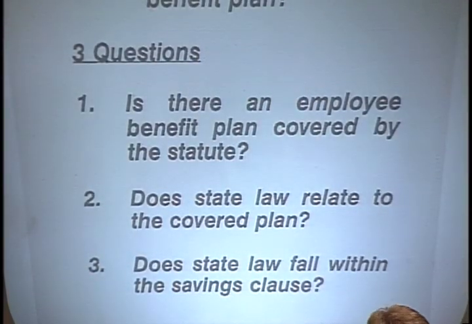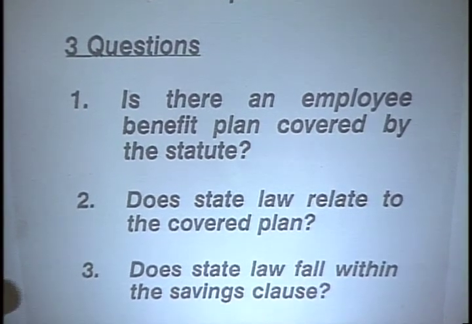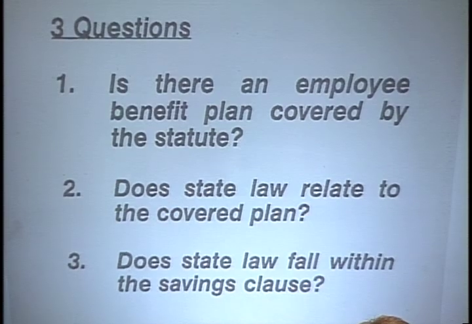There's three questions you ask yourself. Three basic questions. If you like to think of this as a Veg-O-Matic, with each crank of the Veg-O-Matic, each of these elements is a requirement. All three have to be satisfied or answered in the proper way before that case is properly removable on preemption grounds. Remember, preemption blots out the state law claims.